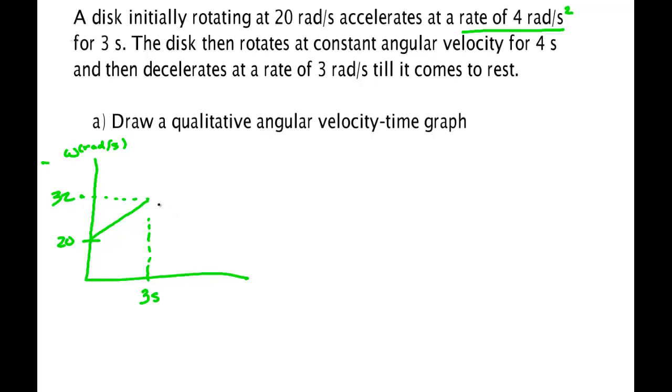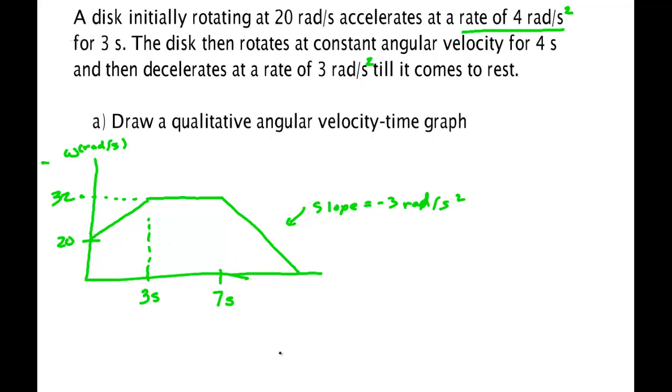And then it says it rotates at constant angular velocity for 4 seconds. So it's going to go out like this, so out to 7 seconds. And then it decelerates at a rate of 3 rad per second until it comes to rest. It goes out like this. So that slope is minus 3. Again, need a square there. 3 rad per second squared, just as this one was 4.